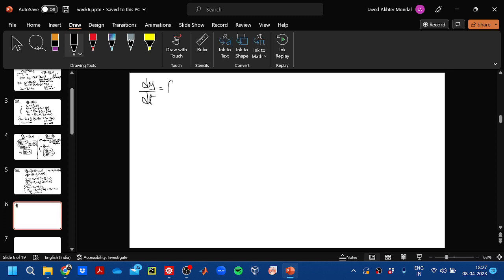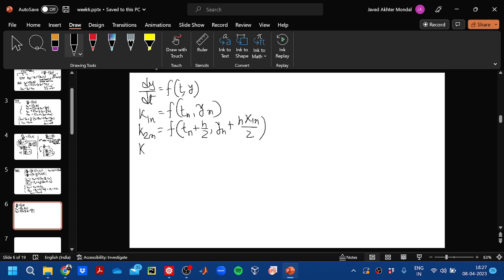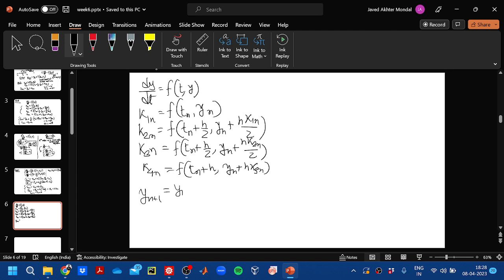So for RK4, if this is our given equation, then we have already seen that we can write k2n as f of tn plus h by 2, yn plus h k1n by 2, k3n equal to f of tn plus h by 2, yn plus h k2n by 2, and k4n, which is f of tn plus h, yn plus h k3n, and we can write yn plus 1 as yn plus h by 6 times k1n plus 2 k2n plus 2 k3n plus k4n. So this is for a first order equation.